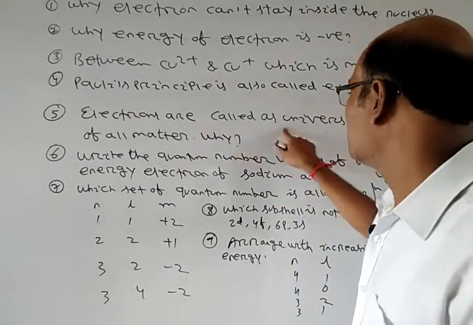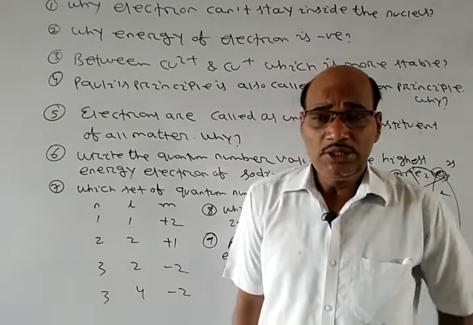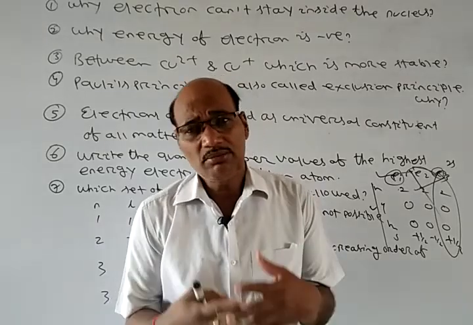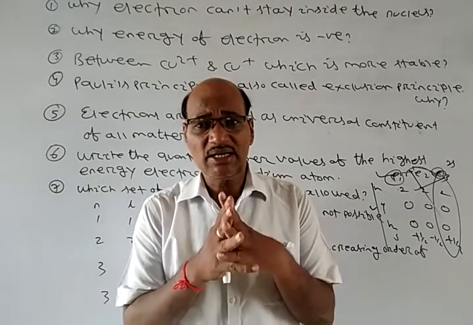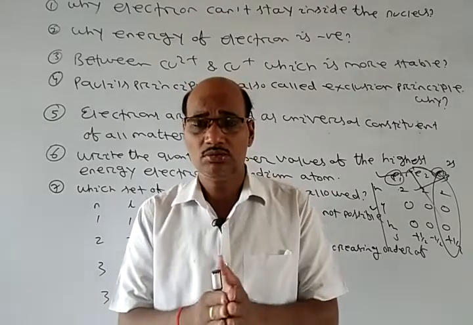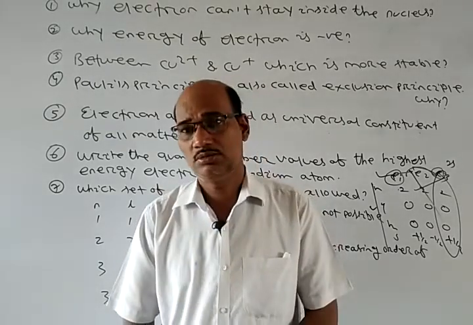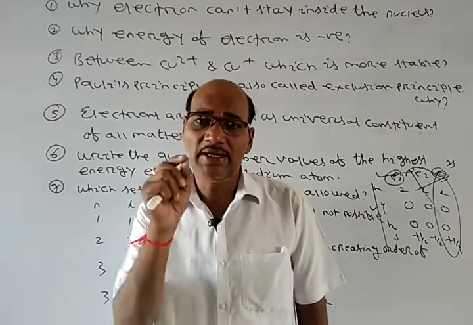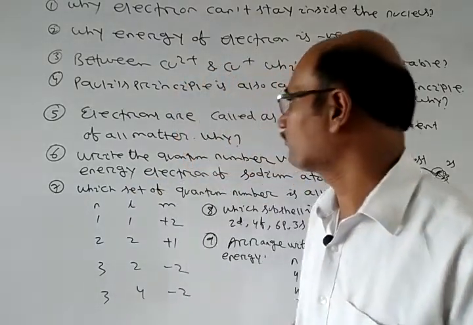Electrons are called a universal constituent of all metals. Why? Electrons can be taken out from any metal by any method. Whatever method you adopt and whatever metal you take, the e/m ratio of the electron is always constant. That's why electrons are fundamental particles and the universal constituent of all matter.